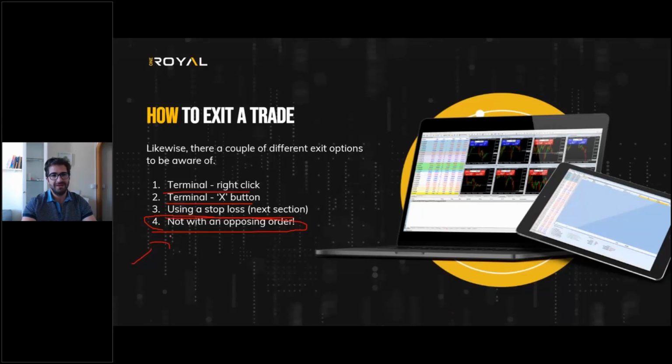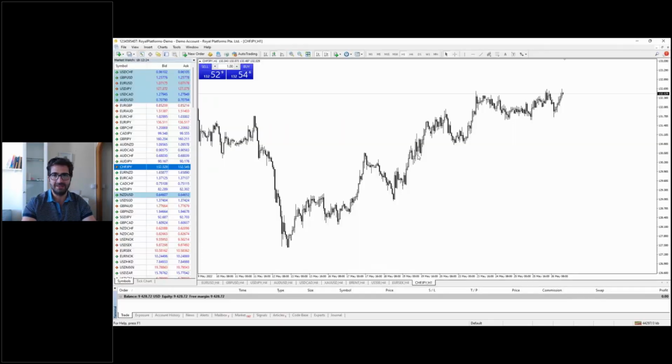The fourth way is opening an opposing order. Let's say you entered a buy on CHF JPY. It's not the right way to go for a sell on CHF JPY, because in this way you will not close the previous trade. You will end up with two trades going in opposite directions, but this will lead to a lot of fees if you leave them overnight, and you will pay the spread, so it's not advisable.